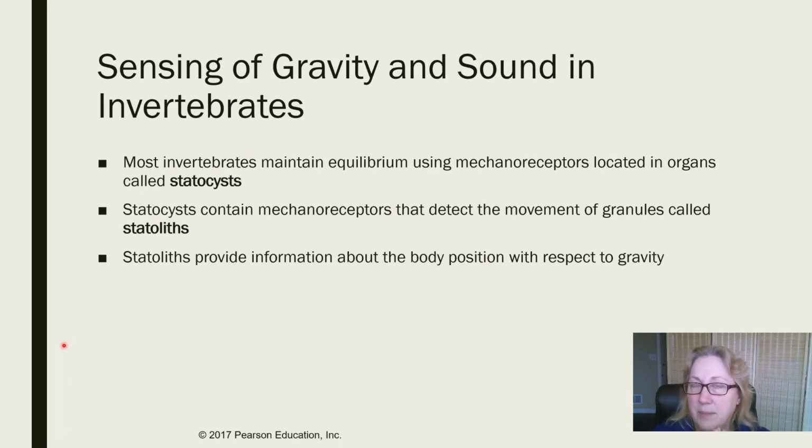So the same thing can be invented and used more than once by natural selection. And so that would be an example of convergent evolution, because the common ancestor of plants and animals didn't have statoliths.